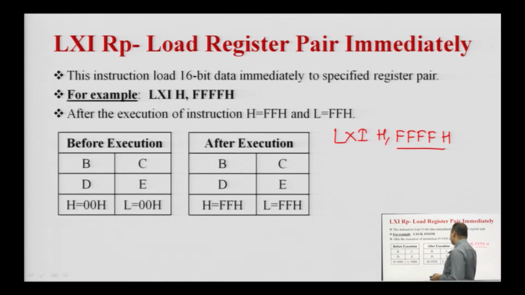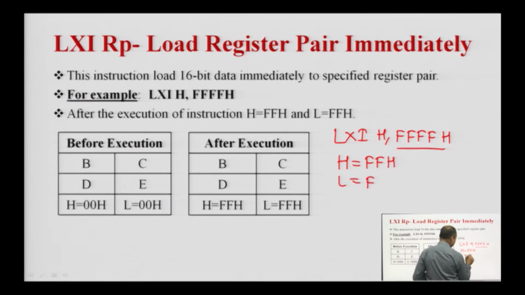When this instruction is executed by the microprocessor, it will load this 16-bit data into the HL register pair. So, H will have the value FFH and L will have the value FFH. So, this is the meaning of this instruction.